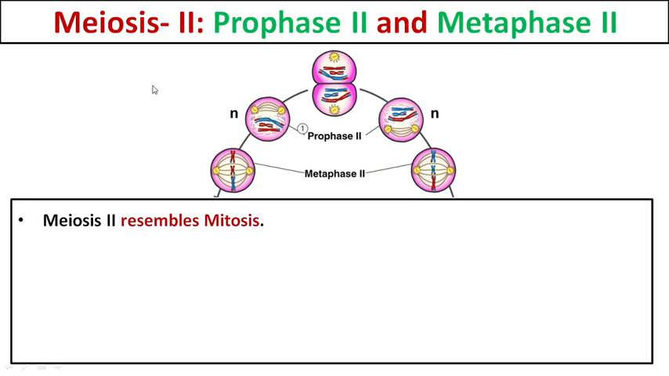Now we talk about meiosis 2. Meiosis 2 is the same as mitosis. Okay, everything is the same as mitosis. It resembles mitosis. It is equational division.